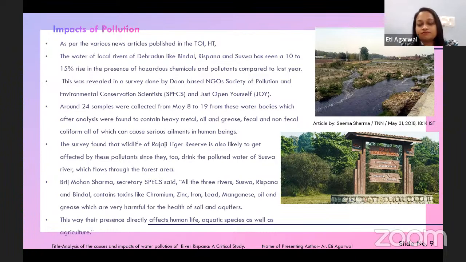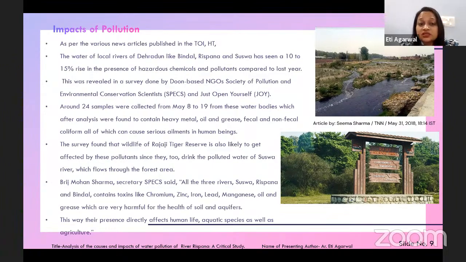But the results are still nowhere to be seen. The survey found that the Rajaji Tiger Reserve, which is near Rishikesh in Uttarakhand, situated over the jungle part, also had pollutants collected from there, as the river is flowing nearby and the animals are consuming this water. So again, they are basically consuming polluted water.